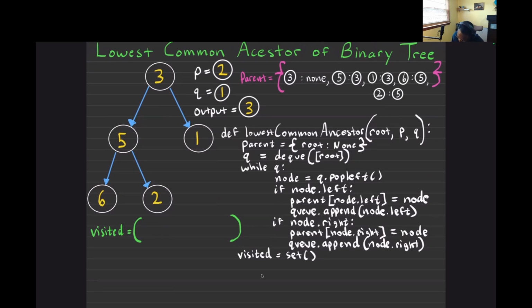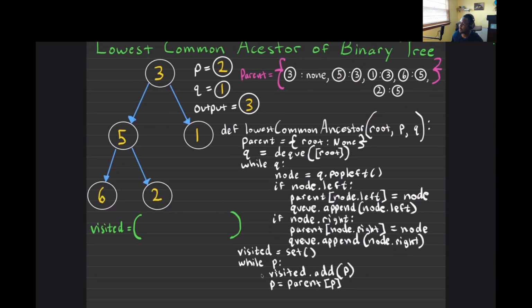So while p, we're going to add to our visited set the node p, and we're going to use our hash map to use this value to swim all the way up to the next value. To swim up, you use the value, I should say, to swim up to the next key. That's how I should phrase it. So we say p now, because we're going to swim up: p is equal to parent of p.